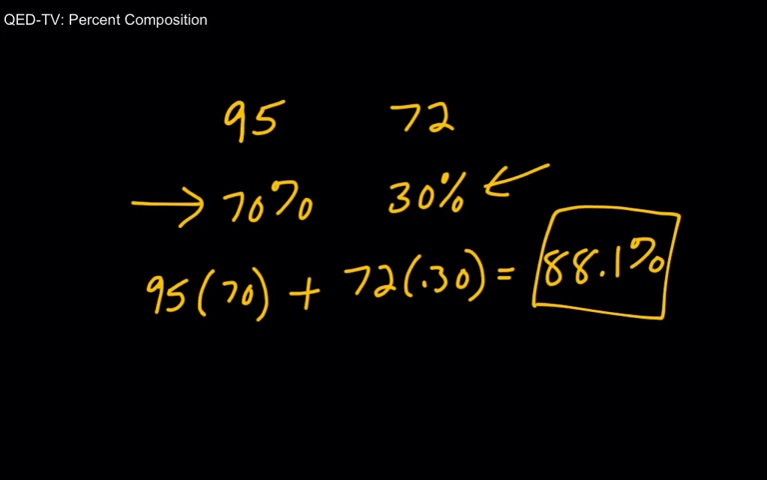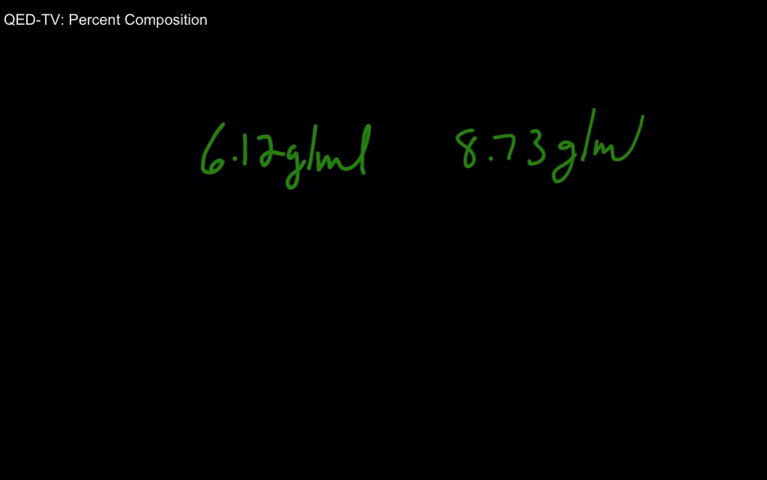Now this applies then to density. If we know, for example, that the density of some element is 6.12 grams per milliliter, and the density of another element is 8.73 grams per milliliter. And let's say that there's a coin that's made of these two elements, whatever these elements are. I just made these densities up. But let's say that the coin is 80% this element and 20% this element. What would be the overall density of the coin?